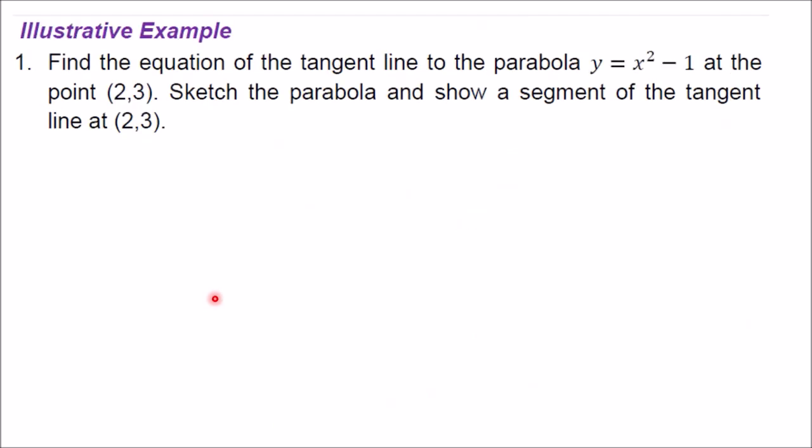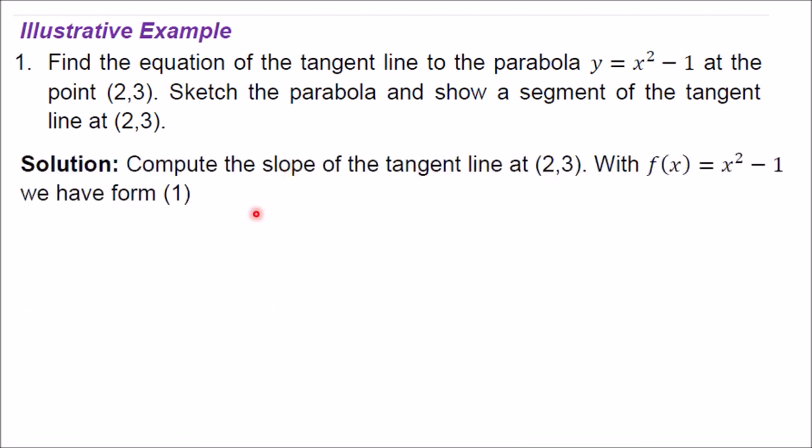Para maging clear ang lahat, tingnan natin itong illustrative example number 1. Find the equation of the tangent line to the parabola y equals x squared minus 1 at the point 2, 3. Sketch the parabola and show a segment of the tangent line at 2, 3. For the solution, we will compute the slope of the tangent line at this point 2, 3 with the f of x equals x squared minus 1.